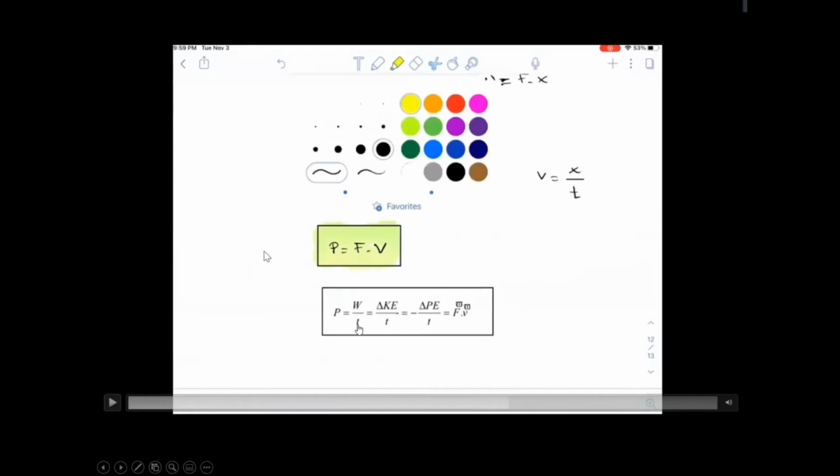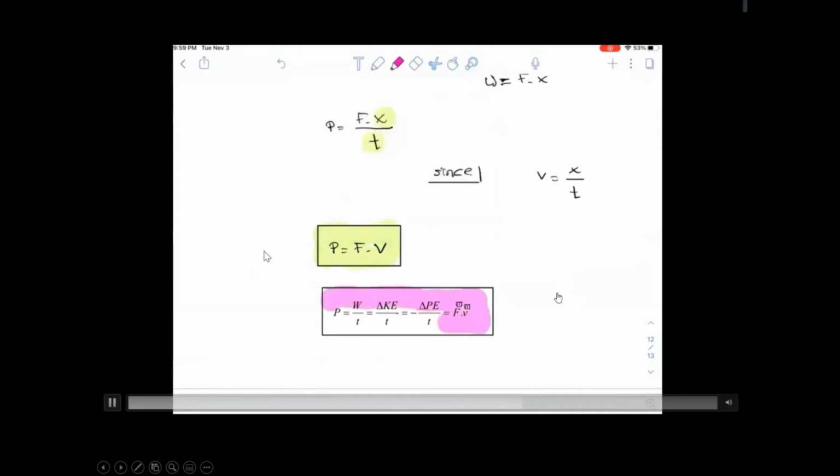So how fast the work is done, how fast the energy gets converted to kinetic energy, in the case of a car, for example. So how fast you go from 0 to 60, that's what it means. How fast the energy gets converted to potential energy, like how fast you can lift something up. Also, how fast you can transfer force. It's a combination of force and speed.